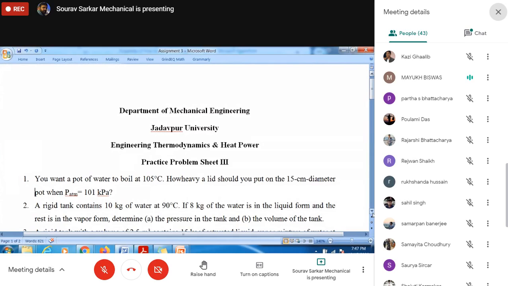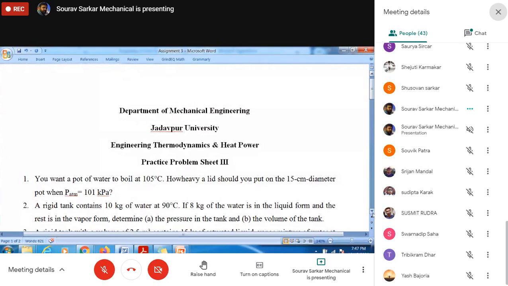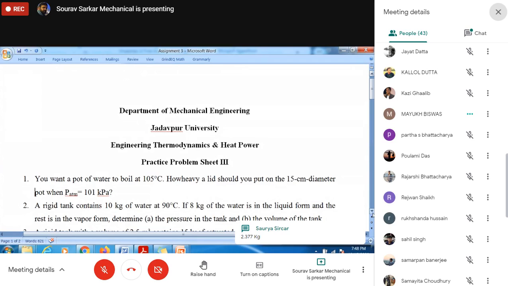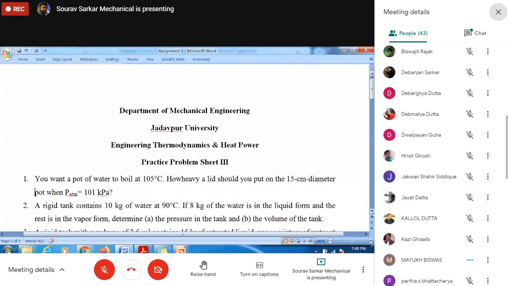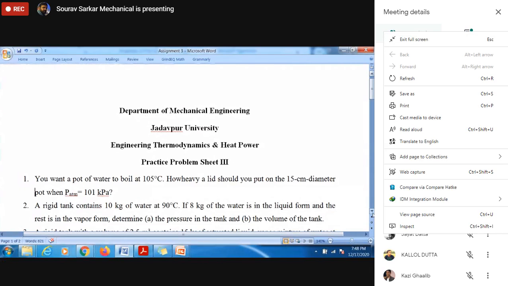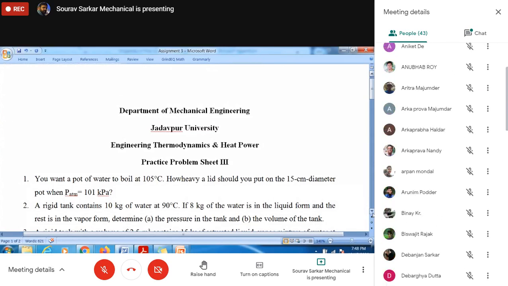Sir, would it be 35.85 kg? Total pressure 120.9 is equal to 101 kilopascal plus the weight by area. Very good. So mg by A. You know A is equal to pi d square by 4. Perfect. It is in centimeter, so 10 to the power minus 4, and on the other side kilopascal, so 10 cube. So sir, 0.527 kg is coming.